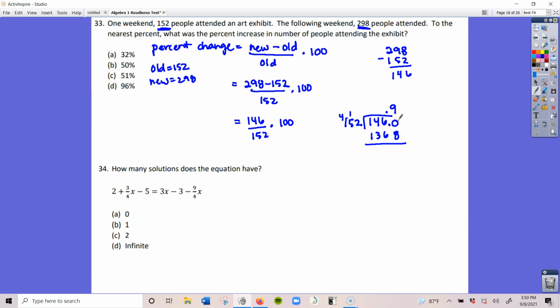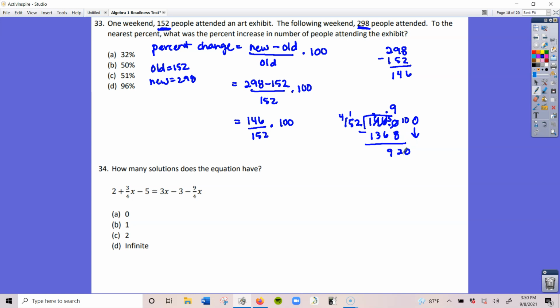So now let's subtract. I'm going to have to borrow 1 from the 6. 10 minus 8 is 2. I'm going to have to borrow another 1 here from the 4. 15 minus 6 is 9. 3 minus 3 is 0, 0. So now 152 into 92, it's not going to work. So let's add another 0.